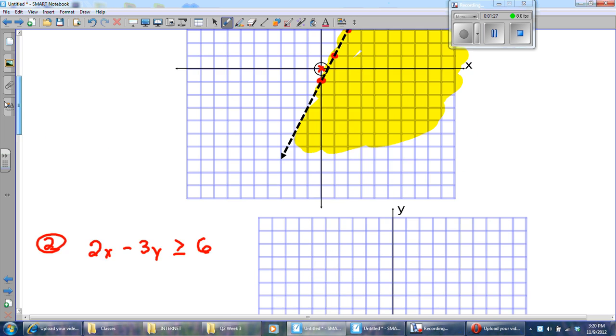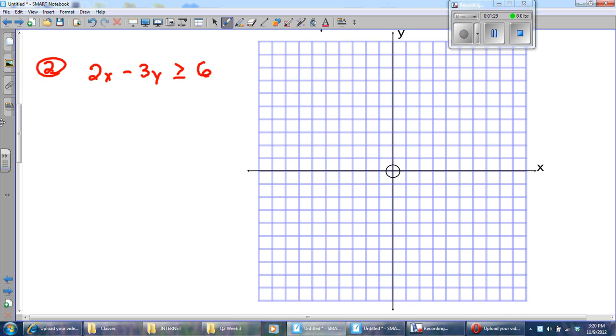Let's say another one really quick. I've got 2x minus 3y is greater than or equal to 6. This is in standard form. I'm going to find my y-intercept, which looks like it's going to be 6 over -3 or -2. My x-intercept is going to be 6 over 2, which is 3. If I wanted to find my slope, I could. I don't need to, but it'd be -2 over -3, which is +2 over 3.